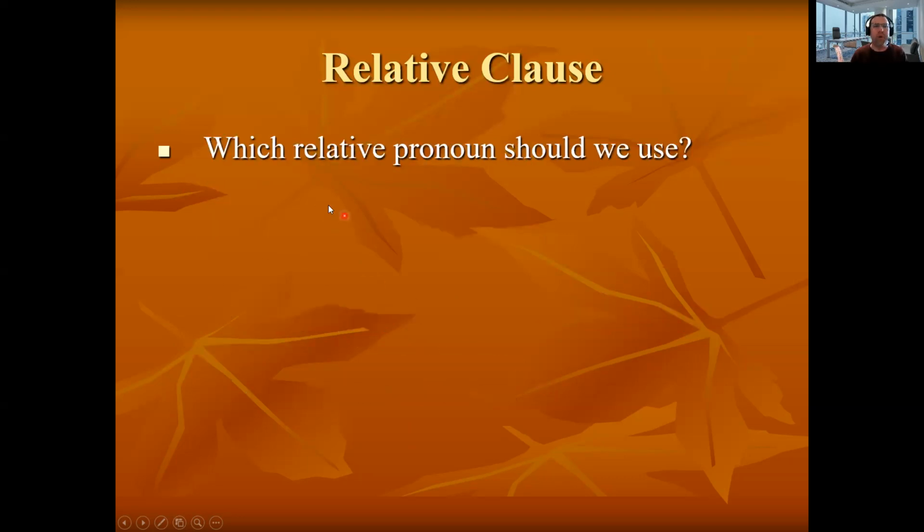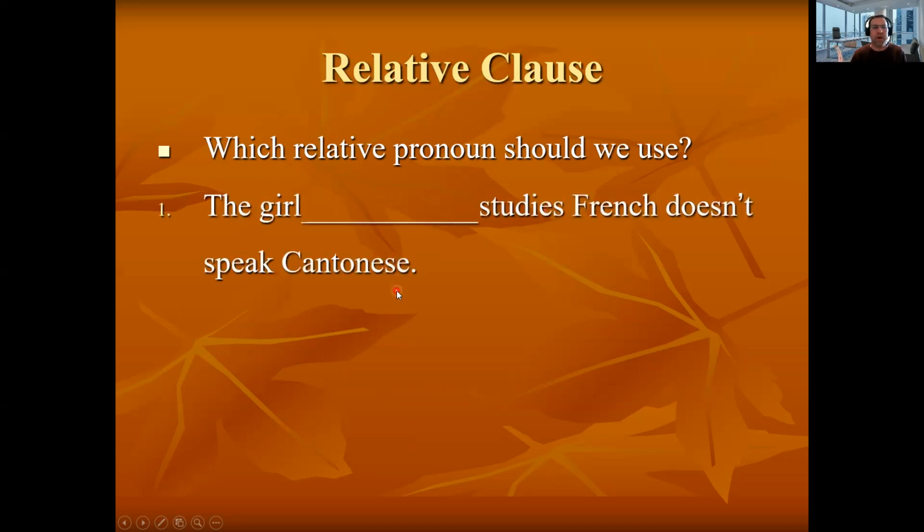So the question is, which relative pronoun should we use? The girl studies French, doesn't speak Cantonese. The girl is a person and is doing the action. So therefore, it's who, because the girl is doing the action.